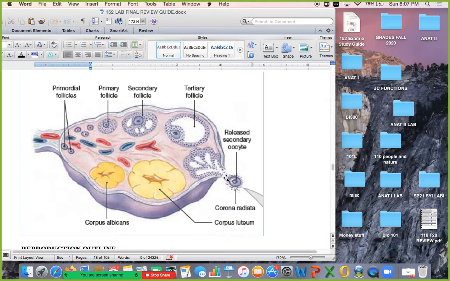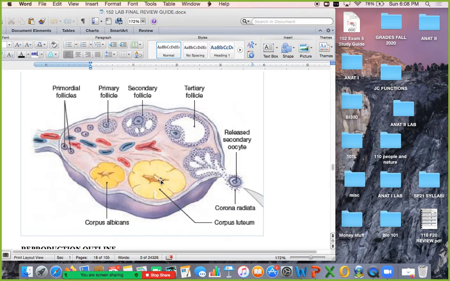This ruptured oocyte is going to be surrounded by cumulus cells known as the corona radiata, and that's going to be the last barrier that sperm have to swim through before they're able to actually get to the zona pellucida in order to fertilize the egg. After this follicle is ruptured and the oocyte is released, it becomes the corpus luteum.